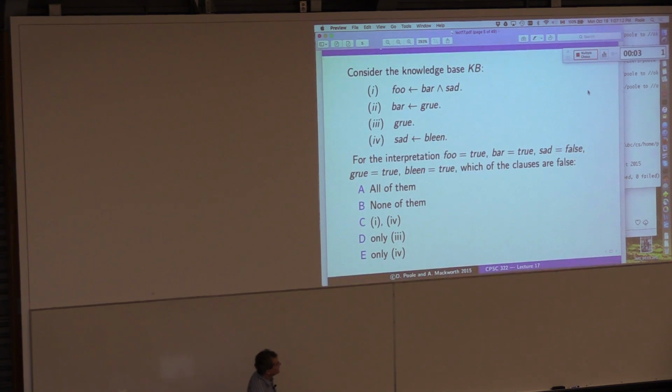Same knowledge base, different interpretation. Foo is true, bar is true, sad is false, grew is true, and bleen is true. So everything's true except sad, and I want to know which of the clauses are false.